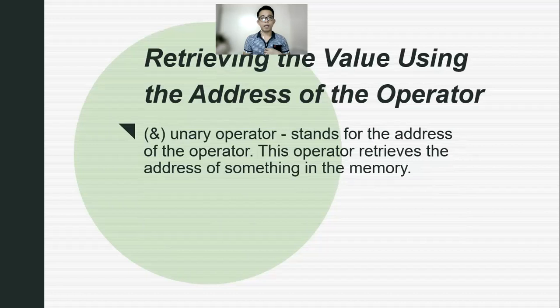Next, we have retrieving the value using the address-of operator. This is the ampersand unary operator, which stands for the address-of operator. This operator retrieves the address of something in the memory. Using the address-of operator on variables, the variable returns the address of the variable. The size of the allocated space depends on the data type of the variable. Using a reference, it will return the address of the variable it points to, while in pointers, it will return the address of the pointer. I hope you get my point.